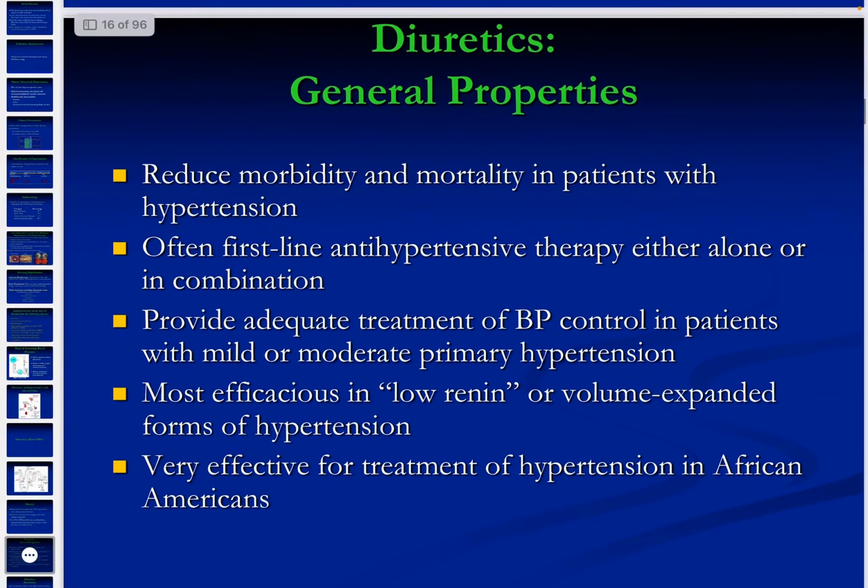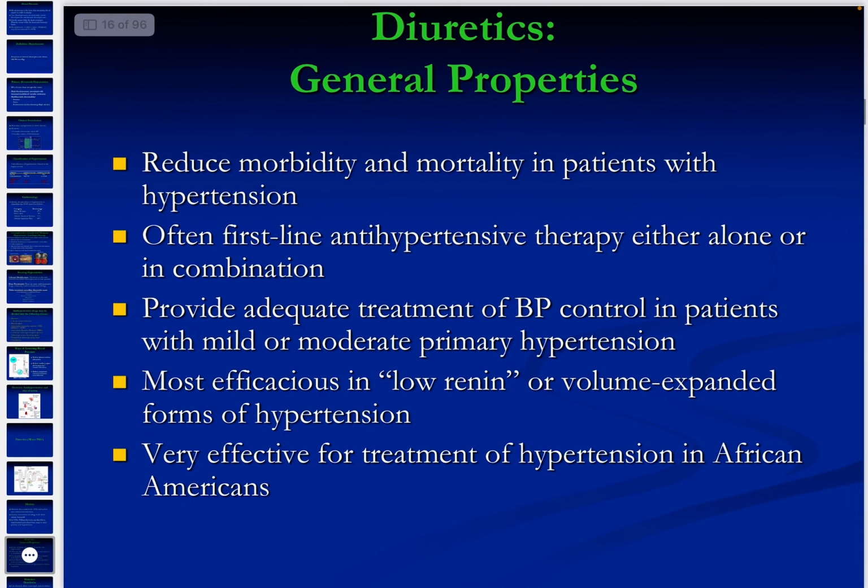Now, what are the general properties of diuretics? They reduce the morbidity and mortality in patients with hypertension. They are the first line treatment. I want you to remember this. But for which kind of hypertension? For mild or moderate hypertension. So they can provide adequate blood pressure control in patients with mild and moderate primary hypertension.